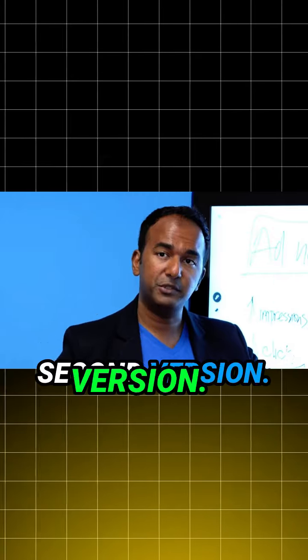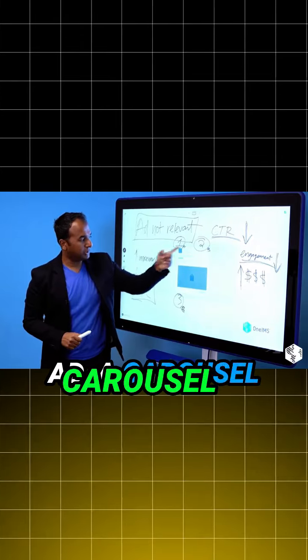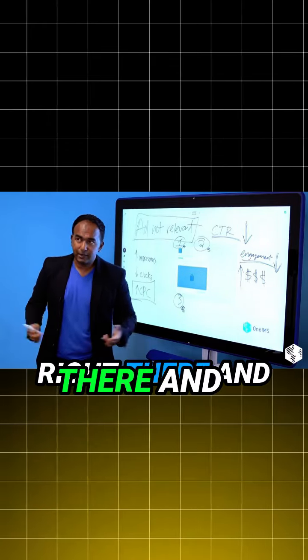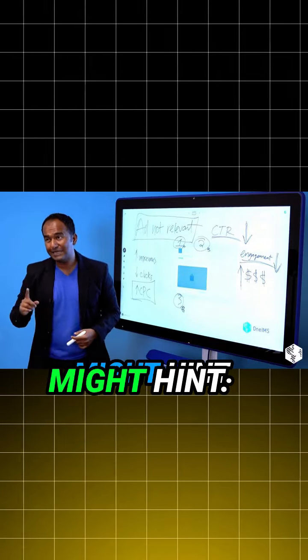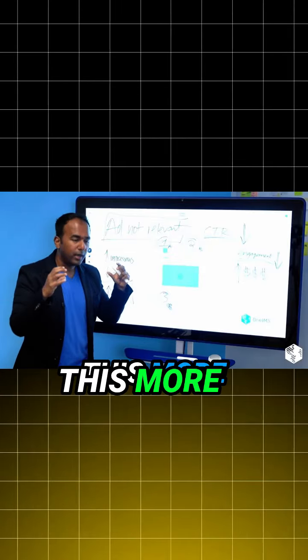So create a second version, a different ad. Make a carousel ad, right? Make a video ad. You can have an image ad, a carousel ad, a video ad. That's three right there, and see which one's performing best. I bet your video might win. That would be one thing to do, and say, hey, what can I do to micro target? How do I make this smaller?